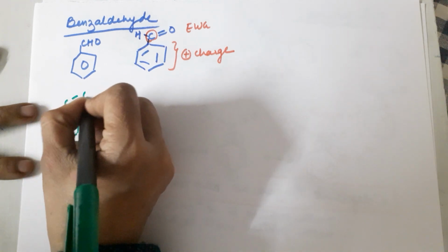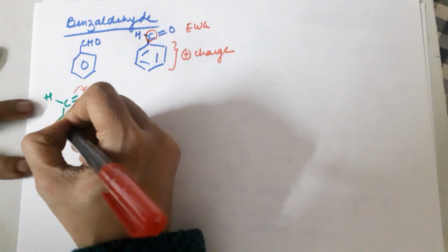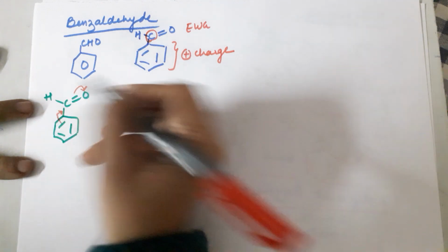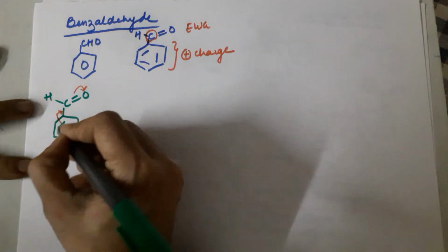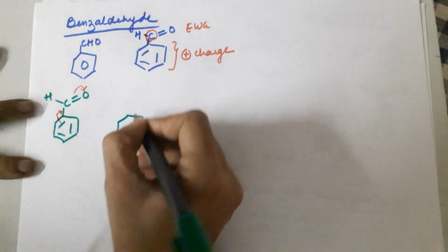Please have a look. This is your benzaldehyde. Oxygen pulls the electron cloud, so carbon becomes electron deficient, so it pulls the electron cloud from the benzene ring. So your next structure would be like this.